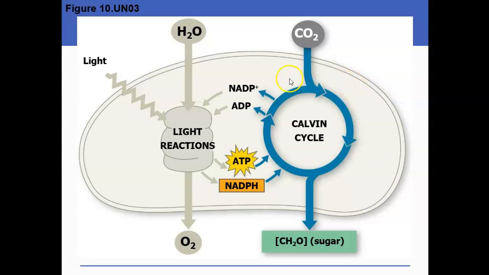Which means now we're ready for the Calvin cycle. We're ready to take those products of the light reactions and see how they get utilized in the Calvin cycle, and in doing so, regenerate ADP and NADP+.